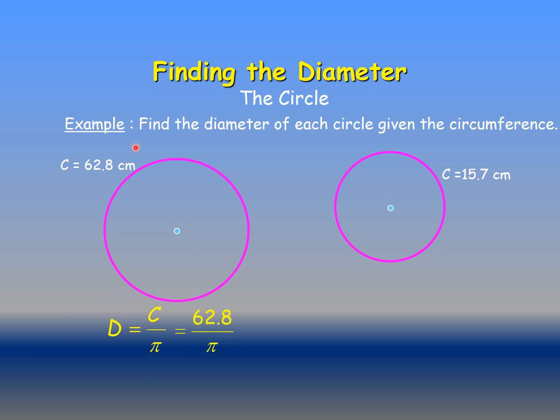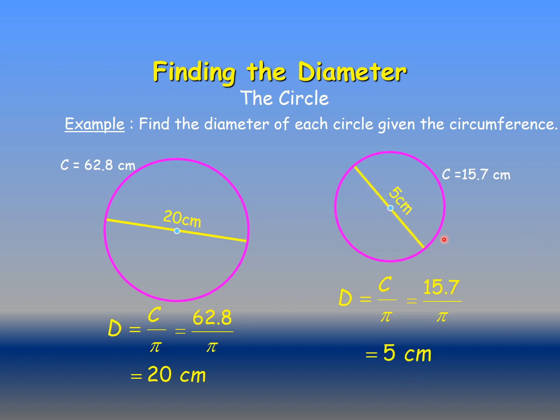We know 62.8 over pi. You will get the answer 20 centimeters. We'll replace pi with 3.14. In the same way, we are finding here c equals 15.7. So we'll replace here. It will be 5 centimeters. So look, the diameter will be 5 centimeters.